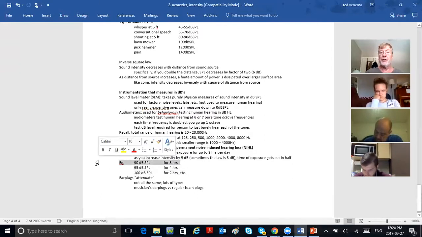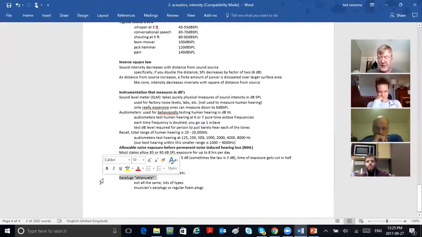So the bottom one is usually 90 or 85. Some states it's 85, some states it's 90. As you increase, that's the cutoff. As you increase the dB/SPL by 5 dB, the allowed exposure cuts down from 8 to 4, to 2, to 1. So 90 dB/SPL for 8 hours, 95 for 4 hours, 100 for 2 hours, 105 for 1 hour, 110 for a half an hour, and you know what I mean. Again, 120 would only be like 7 minutes. They don't allow you that, see? So again, it's all the stupid logarithms, but worry not.